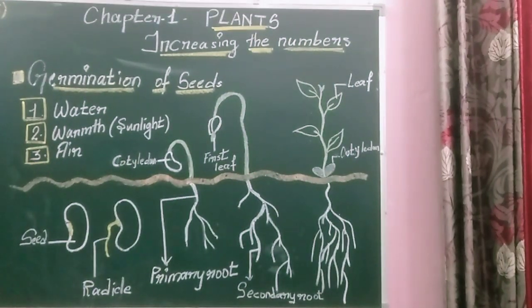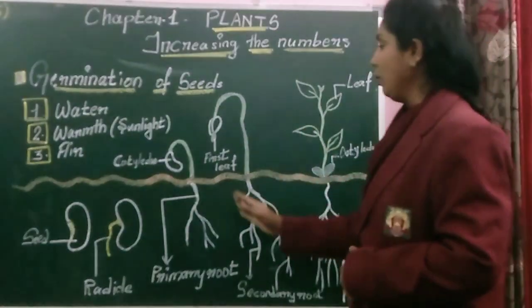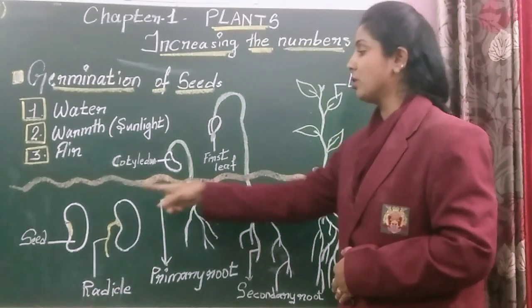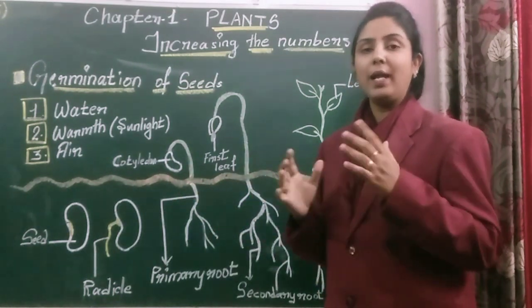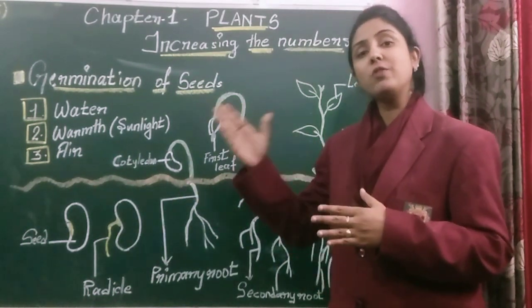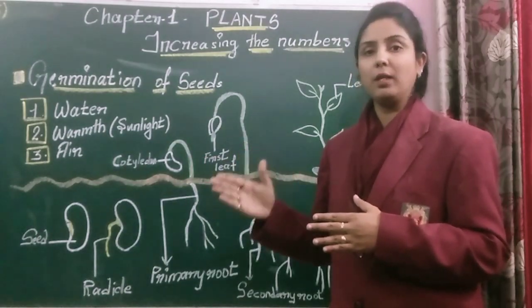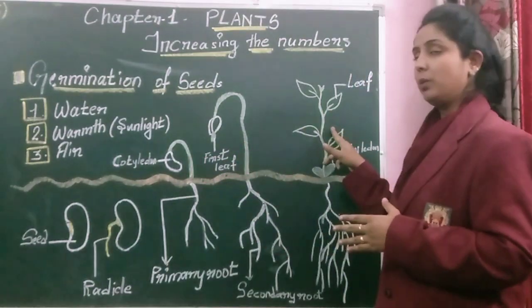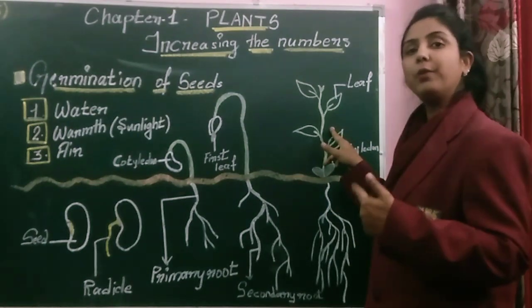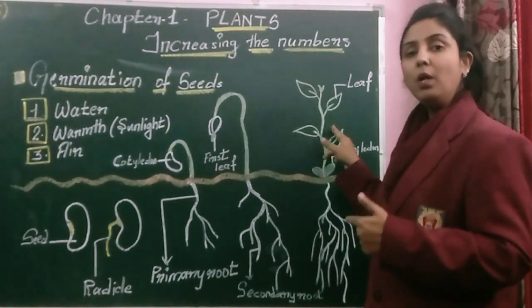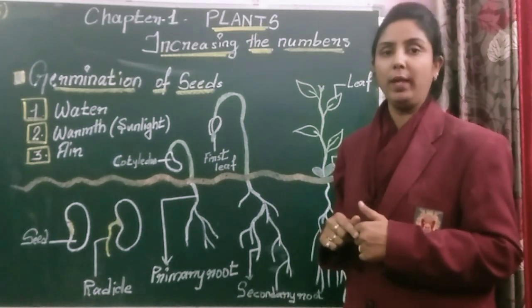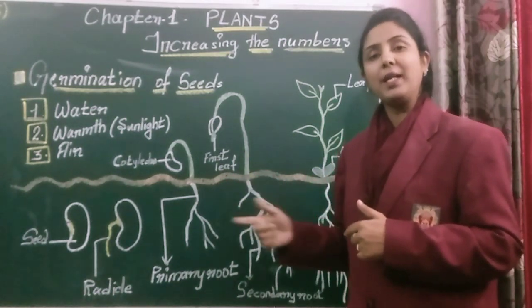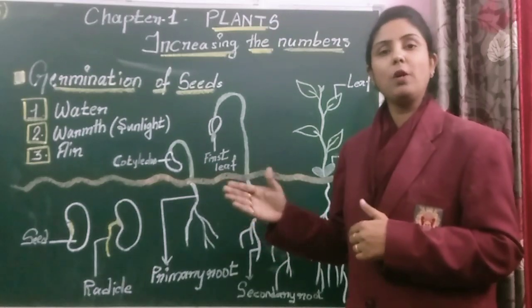With this, it is clear how a new plant emerges out from the seed. In our next video, I'll explain how seeds travel from one place to another, because it is not possible for a plant to travel from one place to another. So there are different modes by which seeds travel from one place to another, that we'll see in my next video, that is dispersal of seeds.